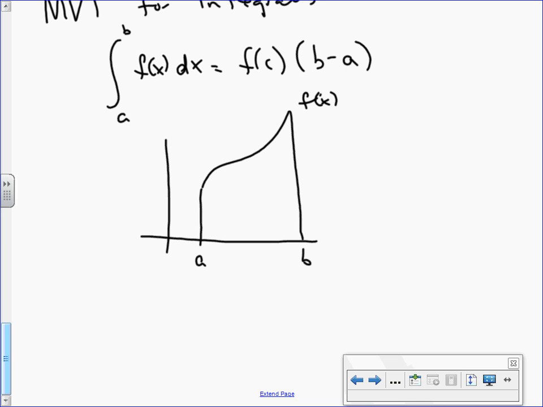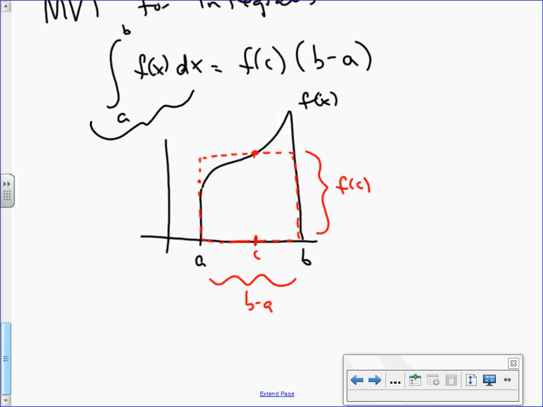What it guarantees to you is that this area, remember we talked about this as being area under the curve, can be found by looking for a rectangle that has the same area. Here's the b minus a, and the height of this rectangle is f of c, where c is this value right here. So the area under the curve can be found by finding a related rectangle where the c value is somewhere in between the a and the b values.